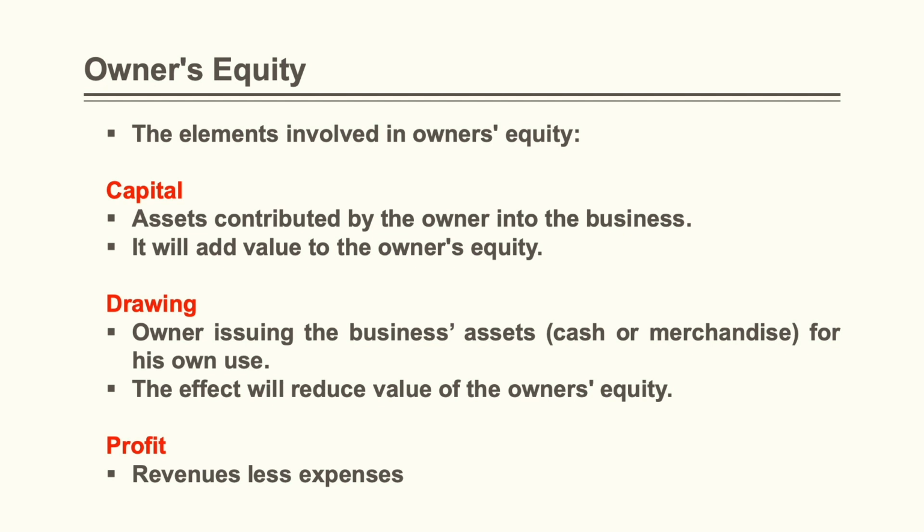The second part of the owner equity is drawing, ataupun kita panggil ambilan. Drawing refers to the owner withdrawing business asset, cash or merchandise for his own use, for his personal use. The effect will reduce the value of the owner equity. And the last part is profit or income, untung bersih, which is derived from revenue less expenses.